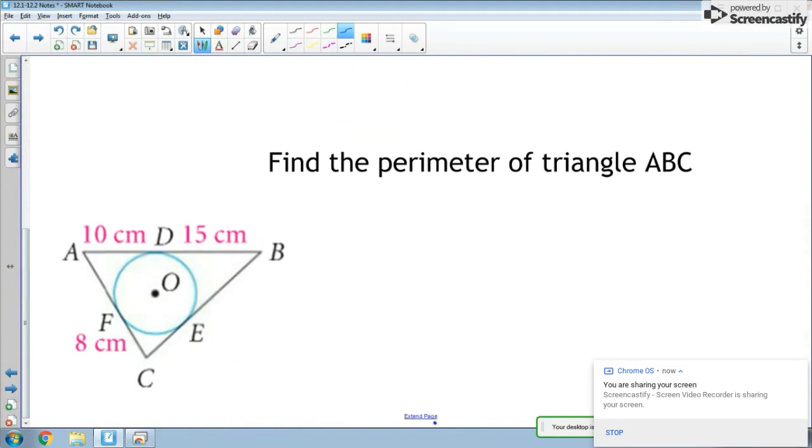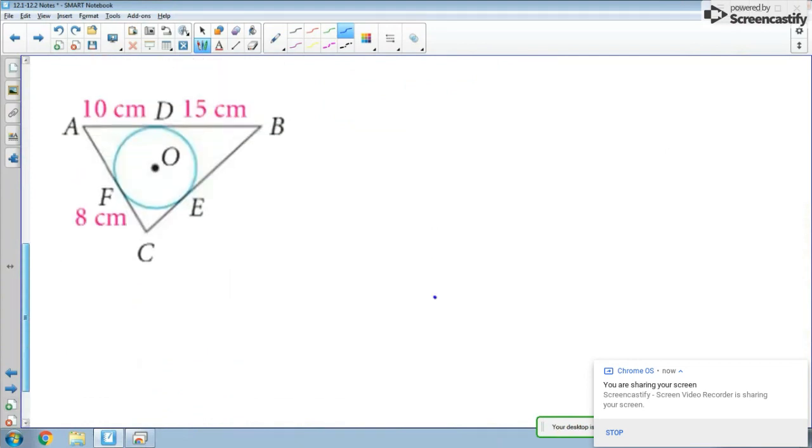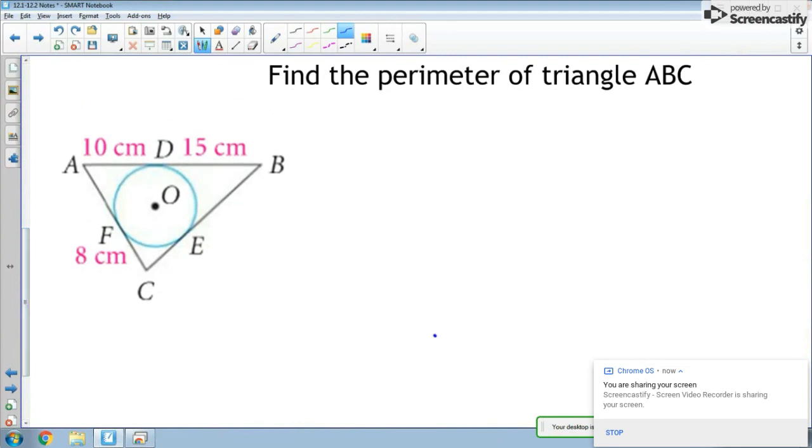Okay, now a problem. Find the perimeter of triangle ABC. So I guess what I'm saying now is the following. If this is 10, then this is 10. If this is 15, then this is 15. And if this is 8, then this is 8. So triples here. So what are we going to have?